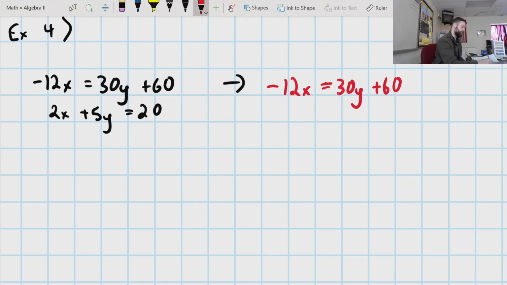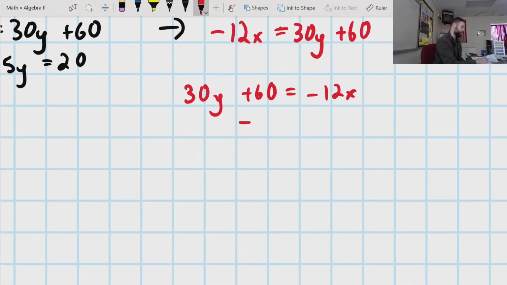So first I'm going to flip-flop the two sides. Anytime you have an equal sign, you can write whatever's on the right-hand side on the left-hand side, and set it equal to the left-hand side on the right-hand side. So I just swap the two sides of the equal sign. That's perfectly fine. Now I'm going to subtract 60. And so I get 30y equals negative 12x minus 60.